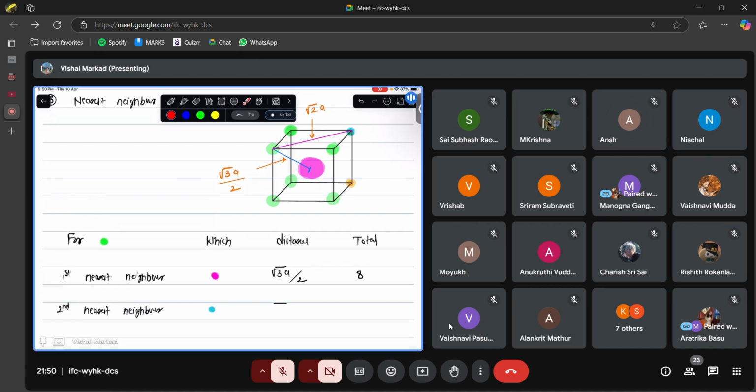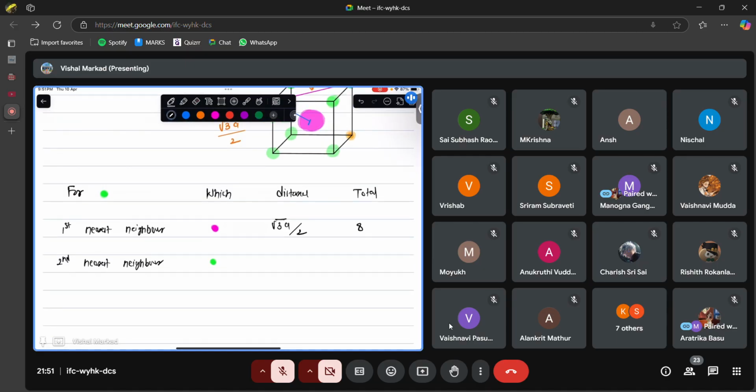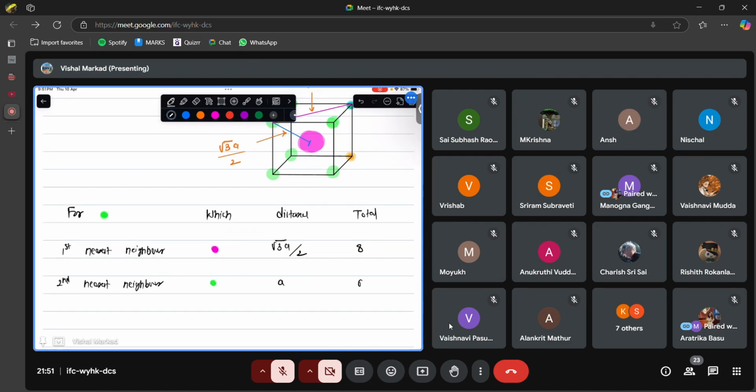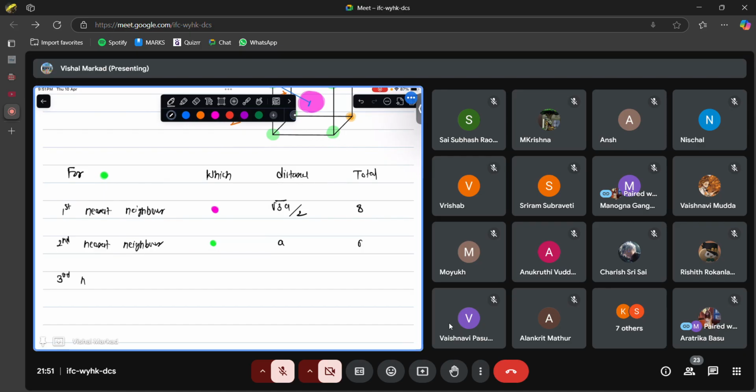Okay. So another green atom is also attached. Correct. Which one is closer now? Another green one or this blue one? Green one. What is the distance here in green? A. And what is the distance with this blue one? Root 2. Then now you tell me which is the nearest one. So another green atom will be the nearest one. And what distance will be there? A only, na? And in total you will get 6 such atoms.